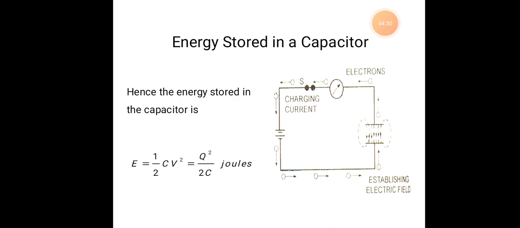We will solve the problems on these derivations in the next video lessons. The exercise problems and example problems will be solved in video lesson number 20, so we will practice there. Okay, once again remember the equation of the energy stored in a capacitor: E = 1/2 CV² or Q²/2C. The unit of the energy stored in a capacitor is joules. So the problems on these derivations will be solved in the next video lesson. Thank you.